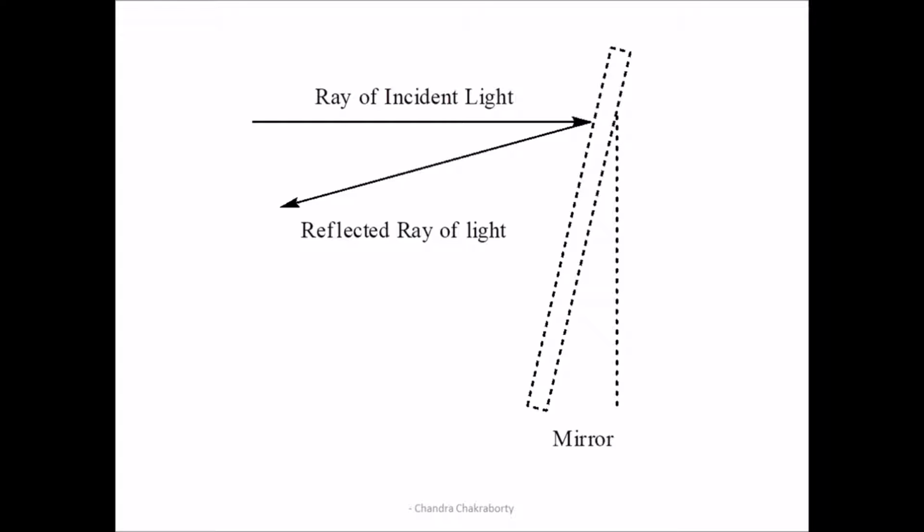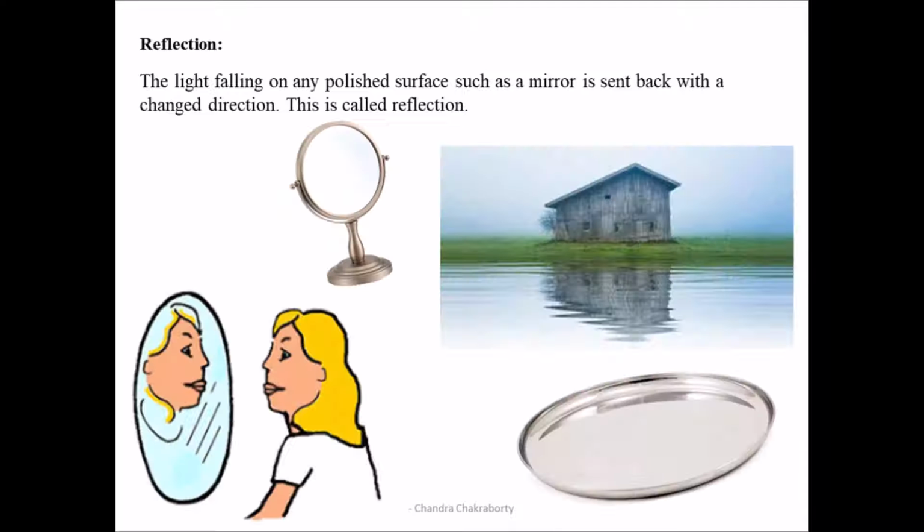Now, when such a ray of light strikes a mirror, what is a mirror? A mirror has a polished reflecting surface. All of us use mirrors in our day-to-day life, and it is a common example of a perfect polished reflecting surface, isn't it? So, what happens when a ray of light strikes a mirror? When a ray of light strikes a mirror, the reflecting surface of the mirror sends it back with a changed direction. This phenomenon is called reflection.